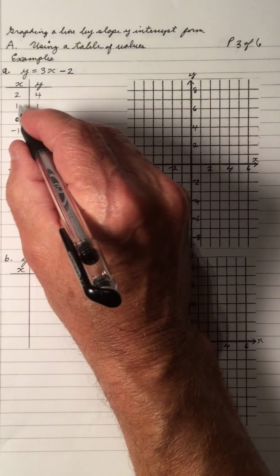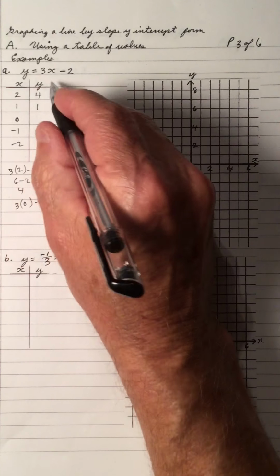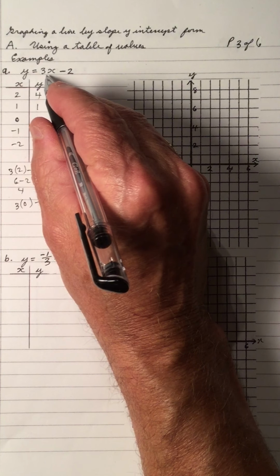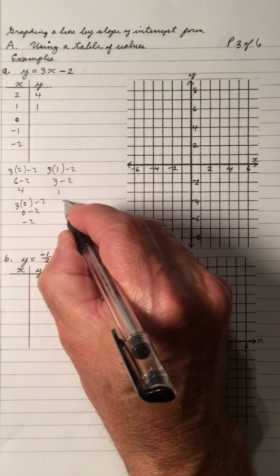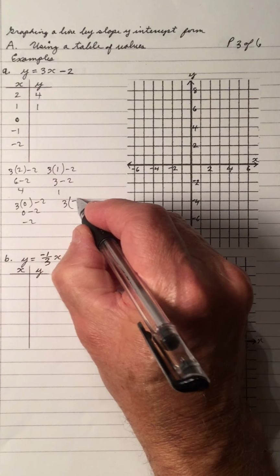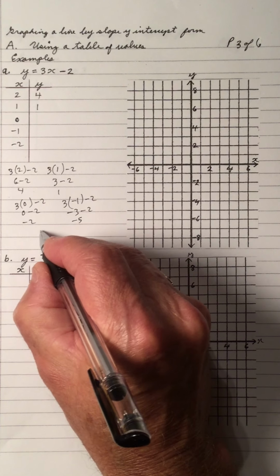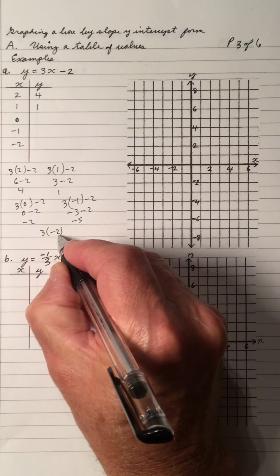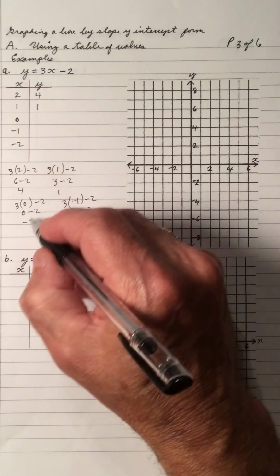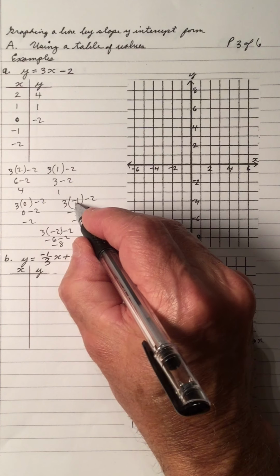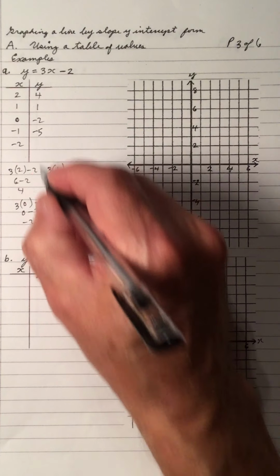If I put a 0 in, 3 bracket x minus 2, x is 0, so I get 3 times 0 minus 2, 0 minus 2 is -2. And if I put in a -1 in the place of x, I get -3 minus 2 is -5. And if I put in -2 in the place of x, I get -6 minus 2 is -8. So 0 gave me -2, -1 gave me -5, and a -8 came from the -2.